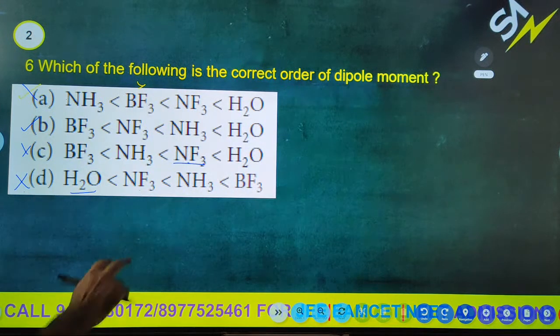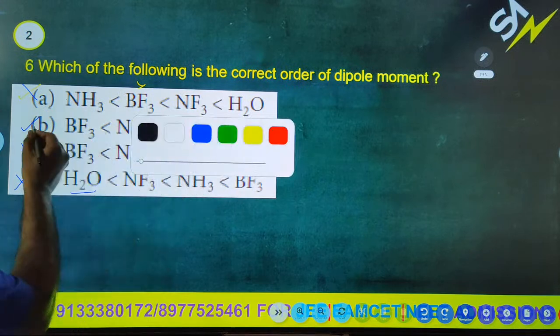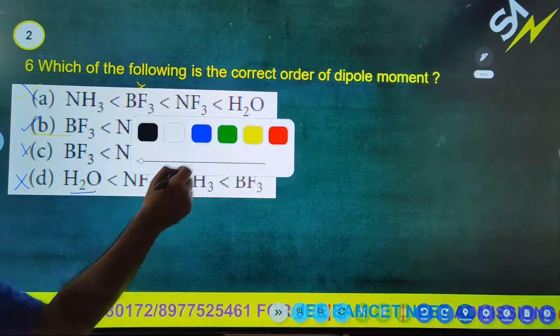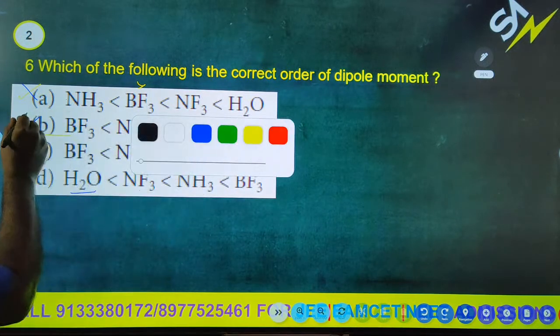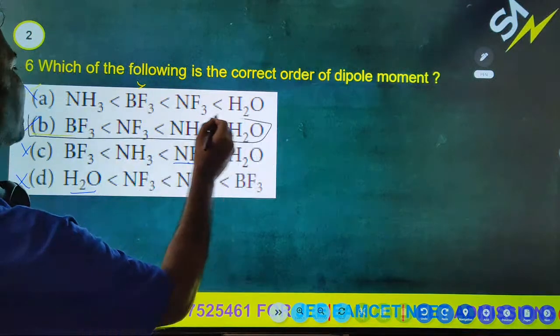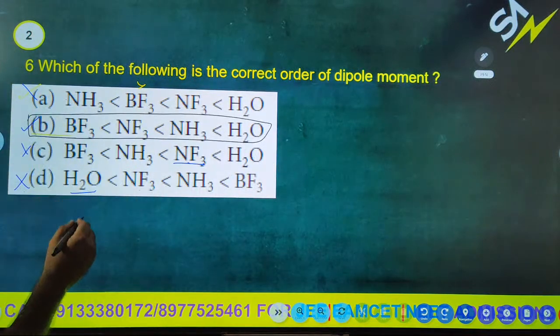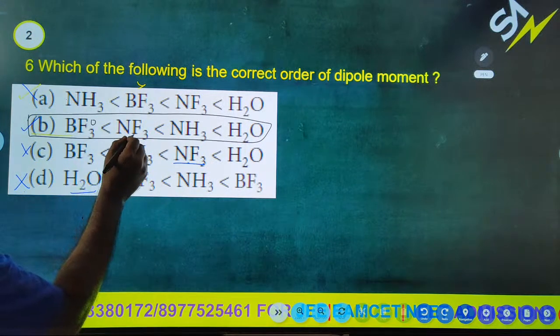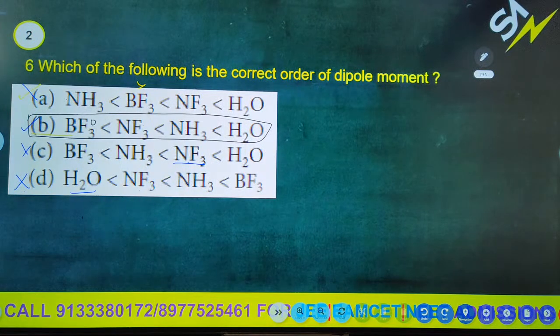Is that clear? So what is the correct option here? Yes, B. Why? Because BF3 has dipole moment 0, NF3 is less than NH3, and NH3 is less than H2O. Yes, correct. So the answer is B.